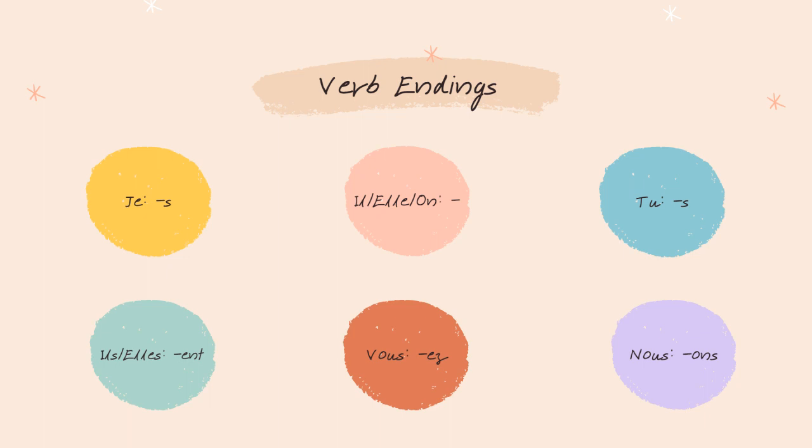So in terms of the verb endings, as always, we start with the infinitive, or the unconjugated verb, and then remove the ending, which in this case is RE, and then add the ending based on the subject. So for je, it's an S. For il, on, we don't add anything. For tu, we add an S. For ils and elles, we add an ENT. For vous, we add an EZ. And then for nous, we add an ONS. So yeah, it depends on the subject of the sentence.